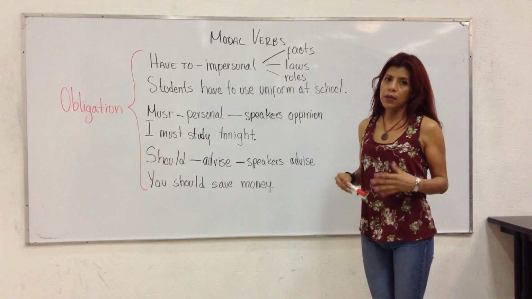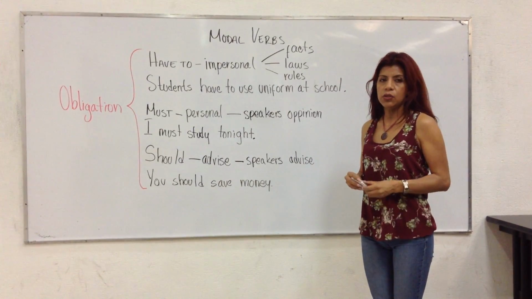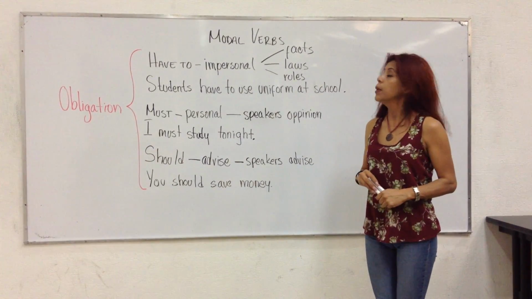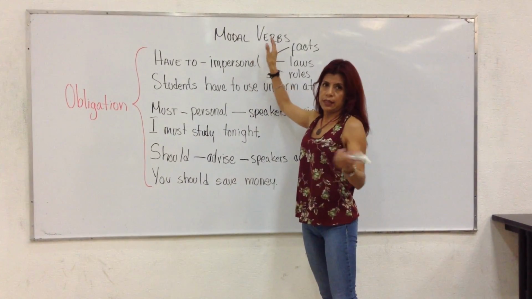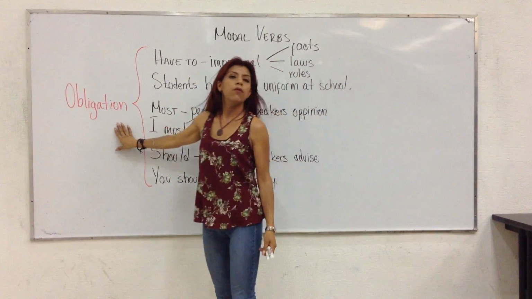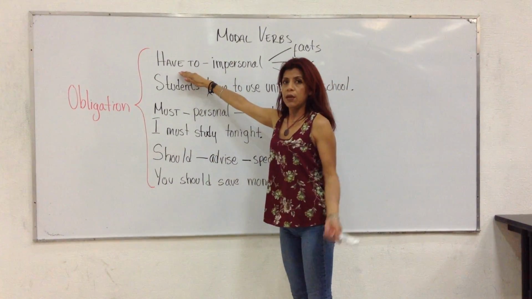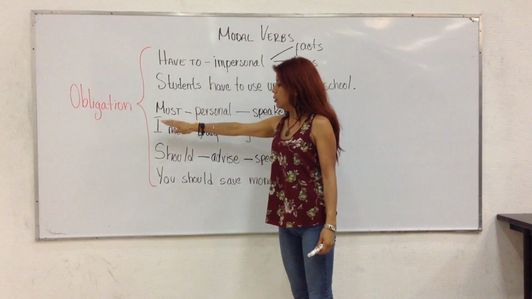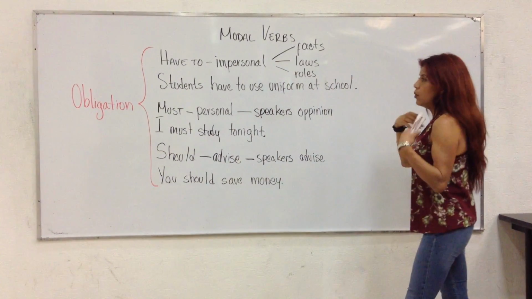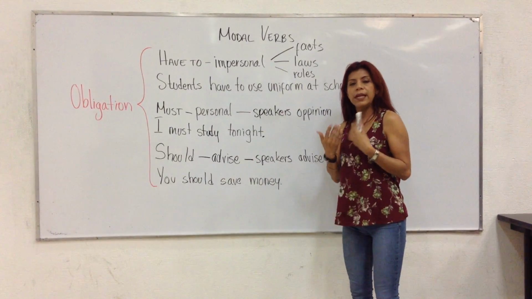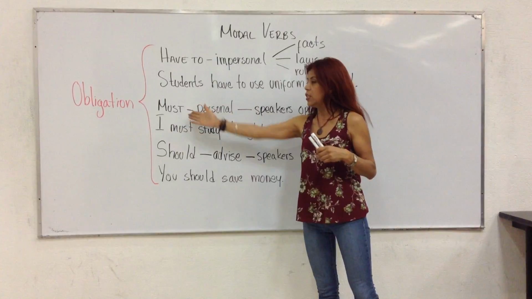I hope this video can help you reinforce the knowledge that you have acquired in your classroom. So, these modal verbs are used, as I told you, for obligation. Okay? The modal verbs that I'm going to review are have to, must, and should. How do we know how to use each of them?